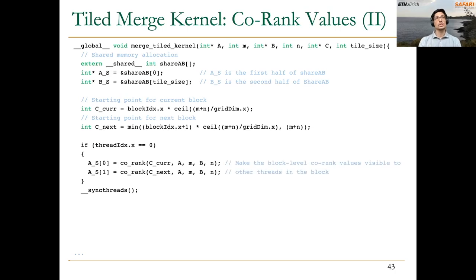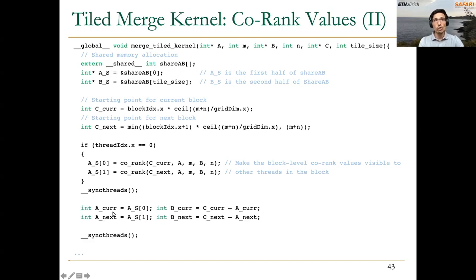And then we have the leader thread, in this case the thread with thread index equals zero, that executes the co-rank function for both C current and C next. Remember, with this co-rank function, we obtain I. So what thread zero does is storing the I current and the I next into shared memory. It's simply writing them in two positions of this AS array in shared memory that is going to be used later to keep the tile from array A. But for now, we use them to write the current values for communication with the other threads of the block. So that's why we need to synchronize here.